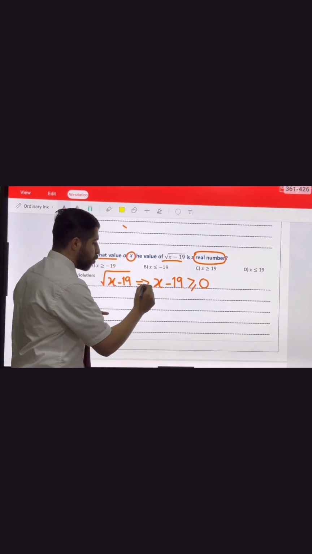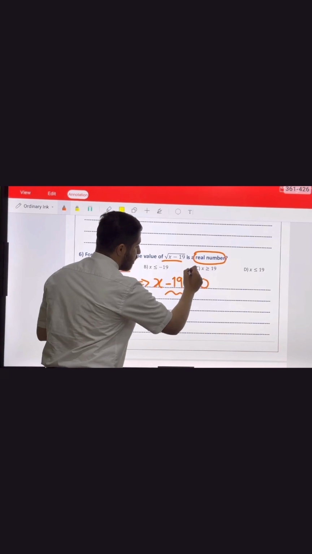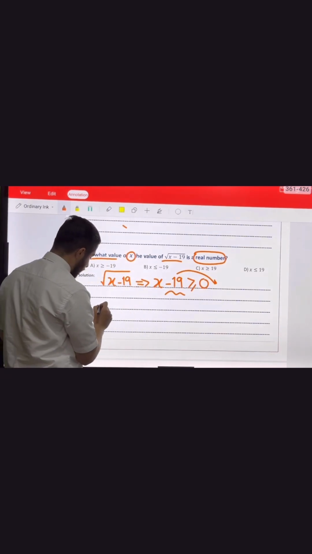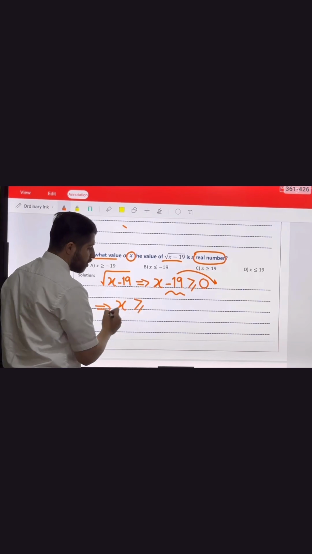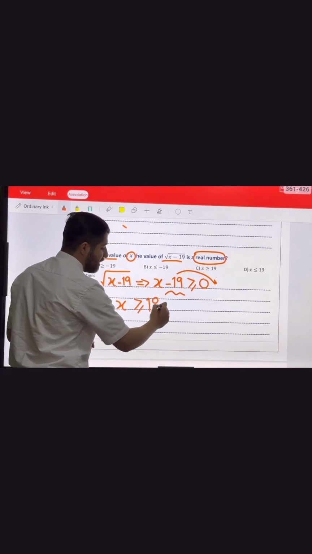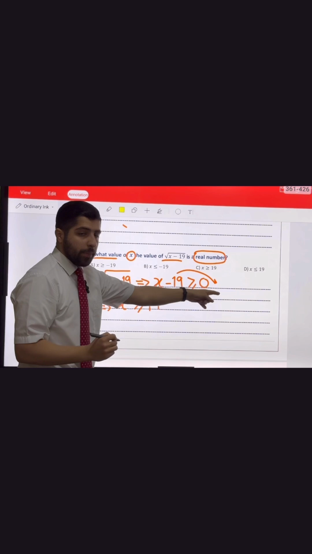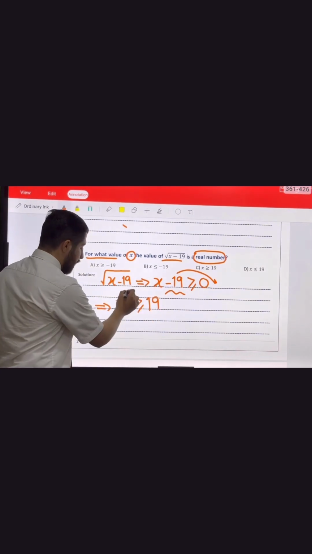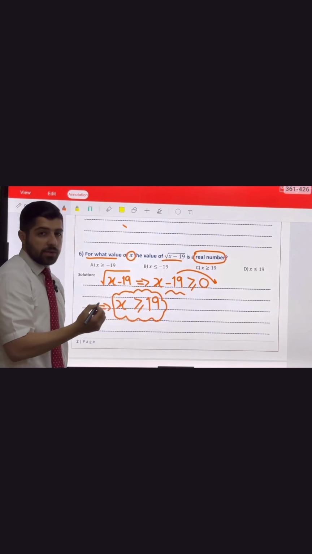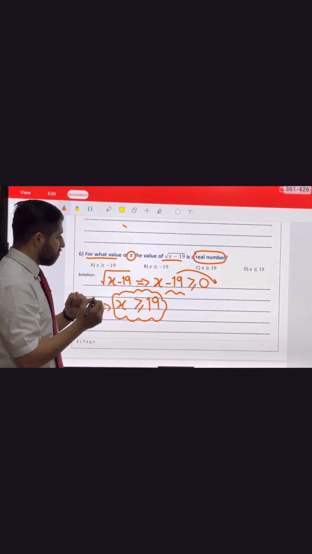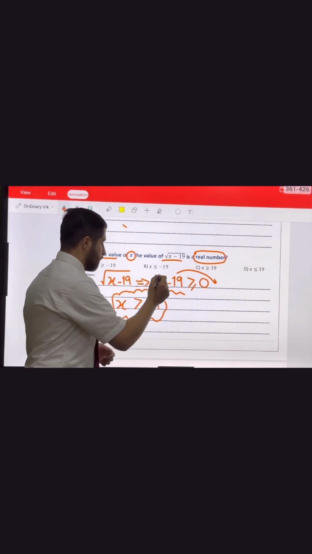After that, I'll be switching the places of this, going to this side. And what do I get here? I'll be getting x greater than or equal to positive 19. Because negative, so it's going to be positive on the other side. So here I got that answer. So which option contains that answer? Which option? Is it A? No. B? No. C? Yes. So the answer is C.